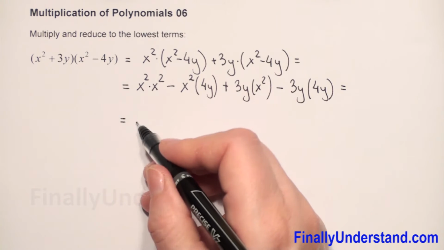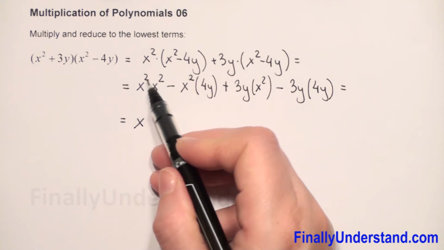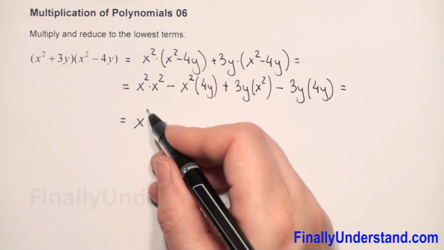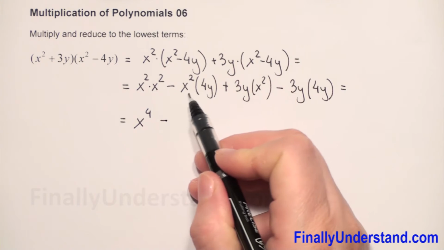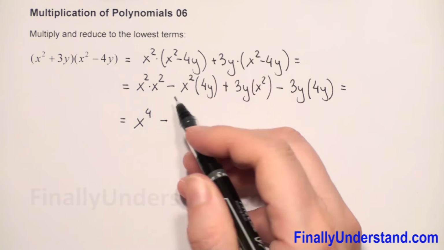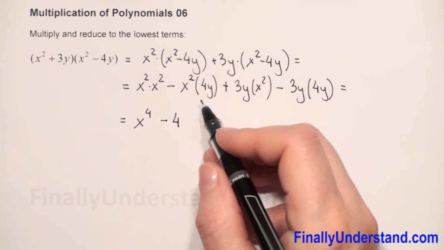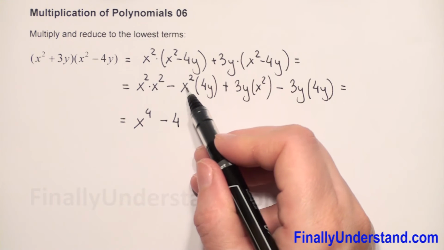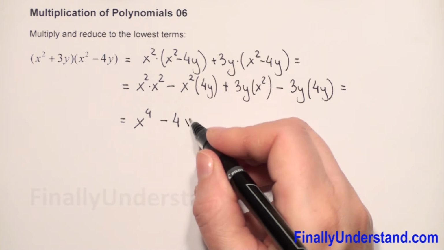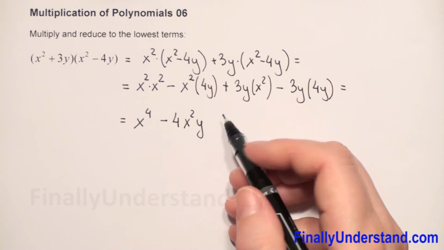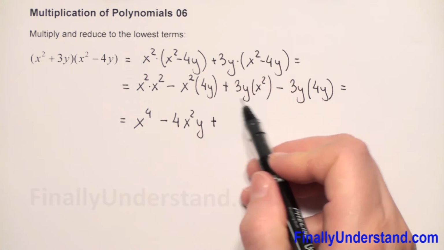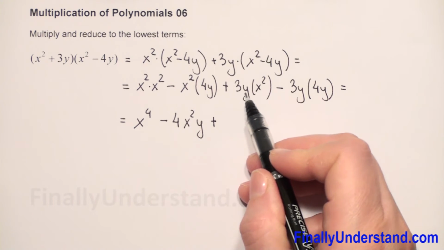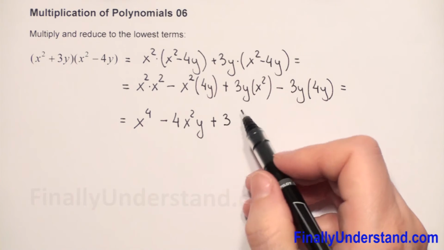multiplication with the same base. So we copy the base and we have to add exponents. 2 plus 2 is 4. Minus, first we have x squared times 4y. First we have to write the number, and next in alphabetic order the variables, so it will be x squared, next will be y. And again we have a positive expression and we have only 3, so we copy the number.